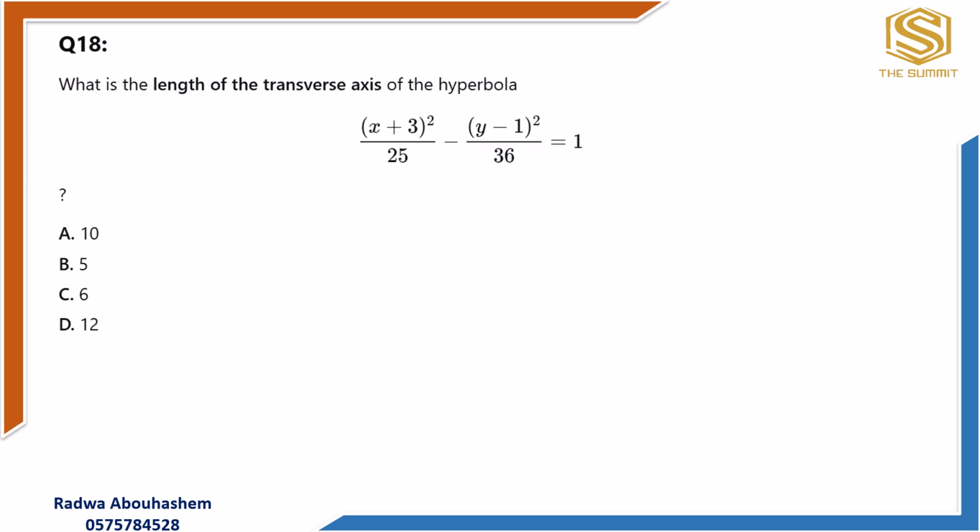What is the length of the transverse axis of the hyperbola? First, is it horizontal or vertical? Horizontal, because we start with the x. So the length of the transverse axis is 2a. So here's a power 2 and here's b power 2, right? Good. So a equals 5. So 2a equals 2 times 5 equals 10.